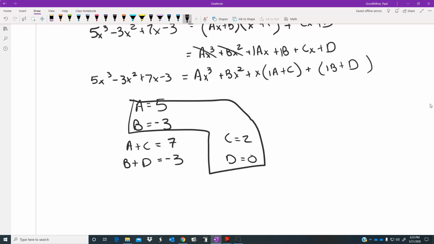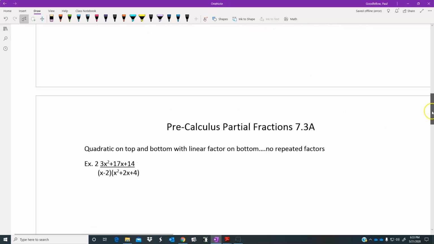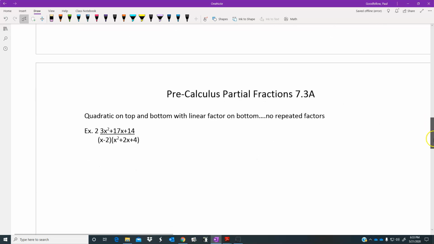Now, if I'm writing those out, we would write something like (5x minus 3) divided by (x squared plus 1), the single power of it, plus 2x over (x squared plus 1) quantity squared. We wouldn't need to include the D because it's a 0. And that would be your partial fraction decomposition. Now, if these equations turned out to be much more difficult and you ended up expanding relatively far, I would definitely say that doing an RREF would make a whole lot more sense. Okay, so be thoughtful there. You want to make sure that you're doing all the pieces that are going on.